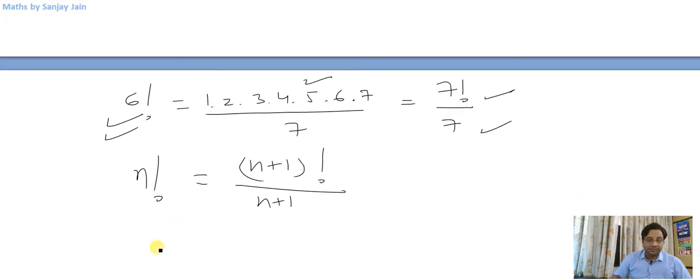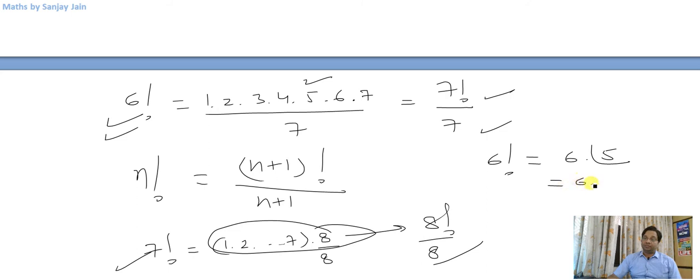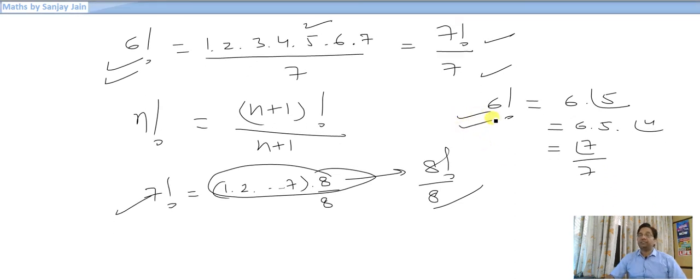Because if, let us say, I have got 7 factorial, what is this? This is product of 1 to 7. Now what I am doing is I am multiplying and dividing it with 8. So this has become 8 factorial now, and I am dividing it with 8. So it is also equal to 7 factorial, right? So what I can say about 6 factorial, that it is equal to 6 into 5 factorial, or 6 into 5 into 4 factorial, or let us say 7 factorial by 7. These are the interpretations of this 6 factorial here.